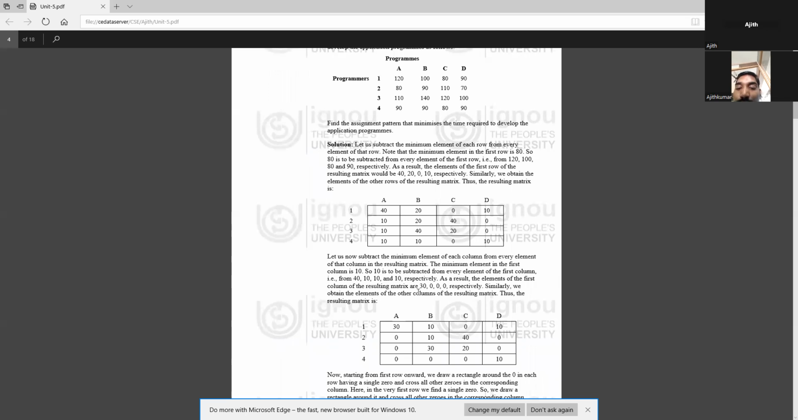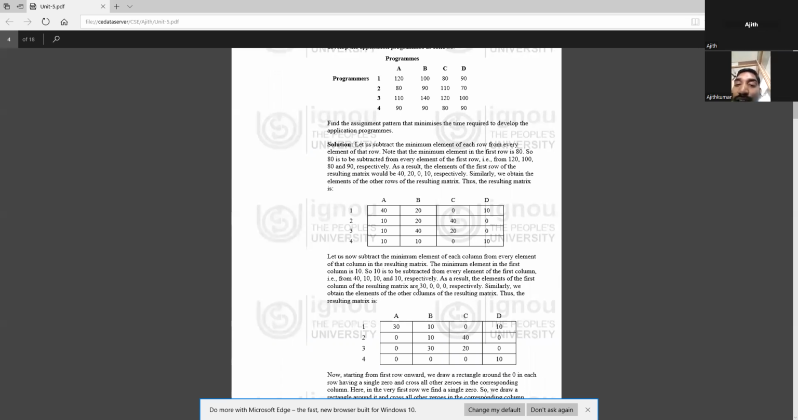So, first of all, we check whether the given problem is balanced or unbalanced. There are 4 rows and 4 columns. Given the problem is balanced, then we move with the row minimum. For the row minimum, in each row we have to consider the smallest element and then subtract it from all the elements.